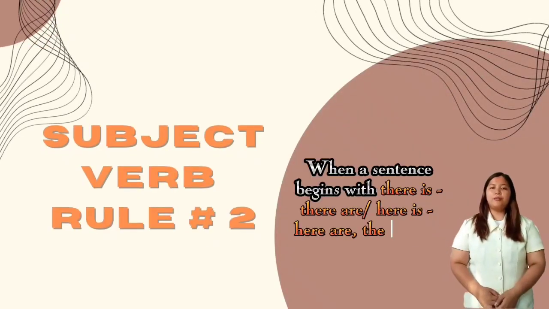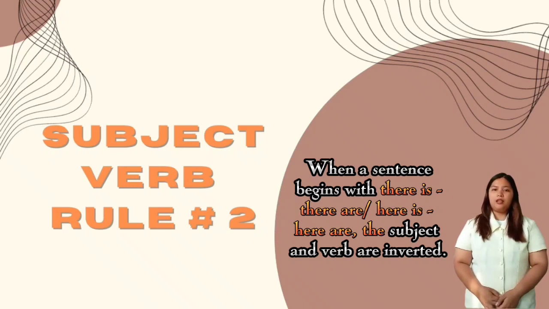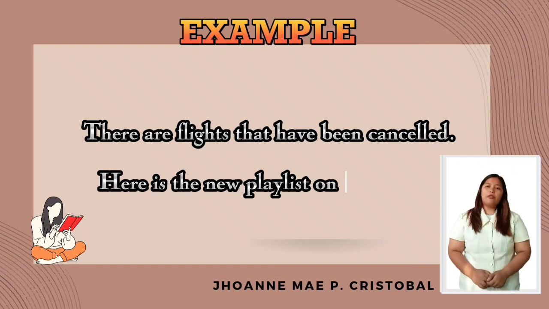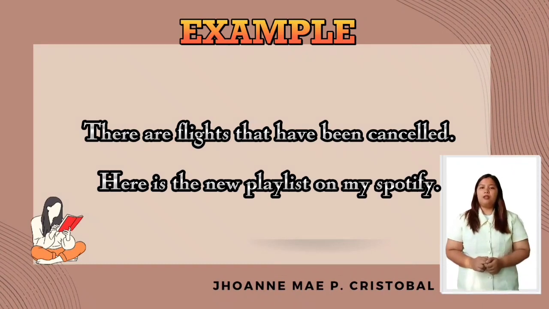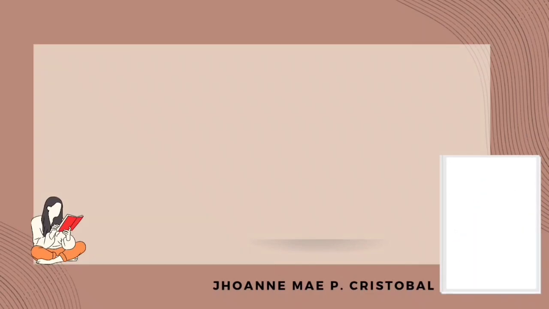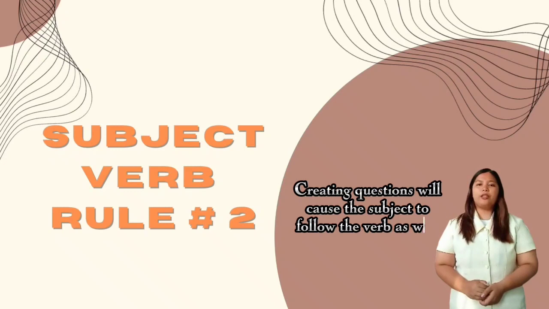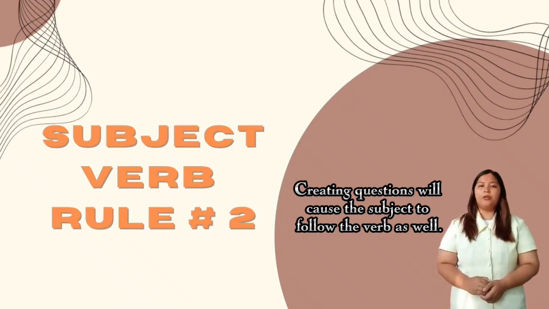When a sentence begins with there is, there are, here is, here are, the subject and verb are inverted. For example, there are flights that have been cancelled. Here is the new playlist on my Spotify. Creating questions will cause the subject to follow the verb as well.